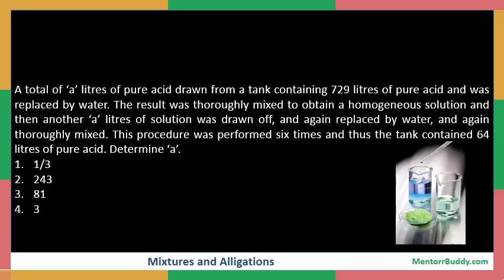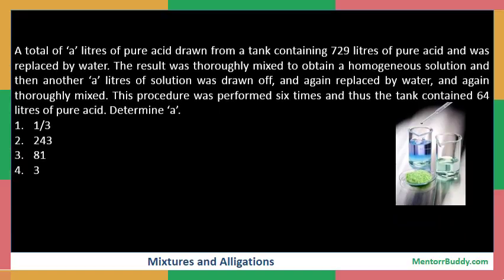We have a very conventional question from alligations and mixtures. The question says, a total of A liters of pure acid was drawn from a tank containing 729 liters of pure acid and was replaced by water. The result was thoroughly mixed to obtain a homogeneous solution, and then another A liters of solution was drawn off and again replaced by water and again thoroughly mixed. This process was performed 6 times, and thus the tank contained 64 liters of pure acid in the end. So we have to determine the value of A.